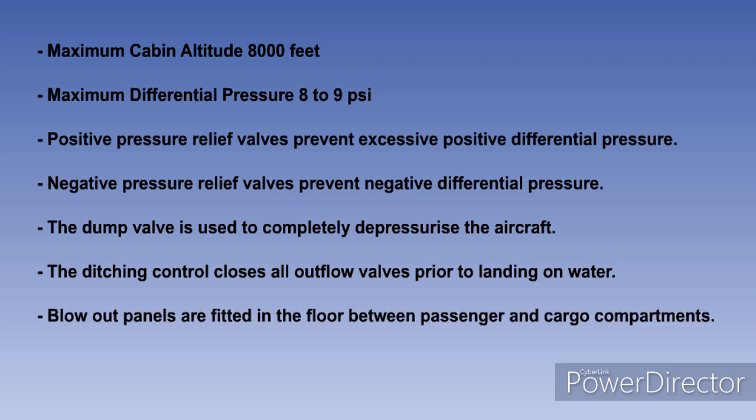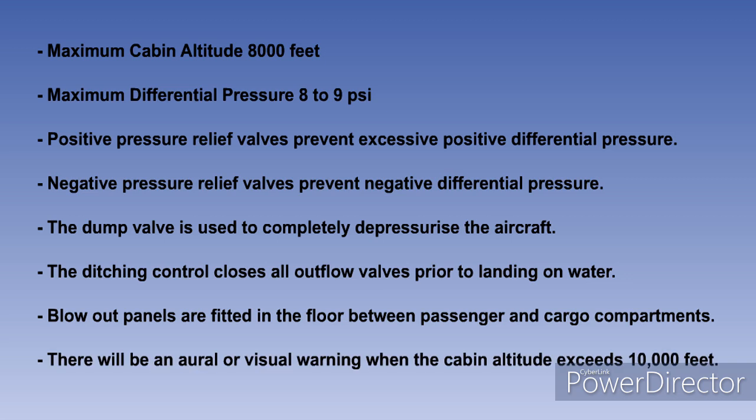Blowout panels are fitted in the floor between passenger and cargo compartments in order to prevent excessive differences in pressure occurring between these areas. And finally, an oral or visual warning will be given to the crew when the cabin altitude exceeds 10,000 feet.